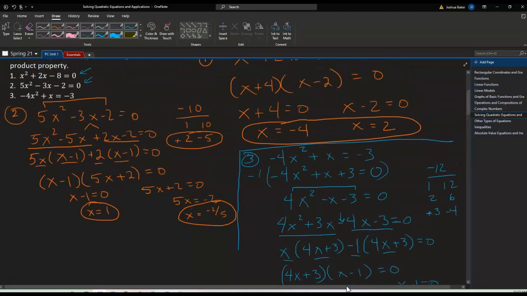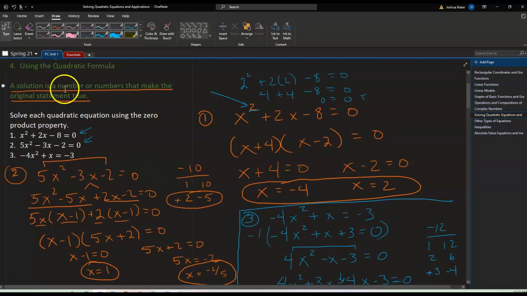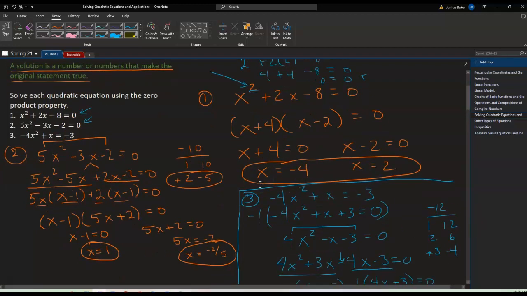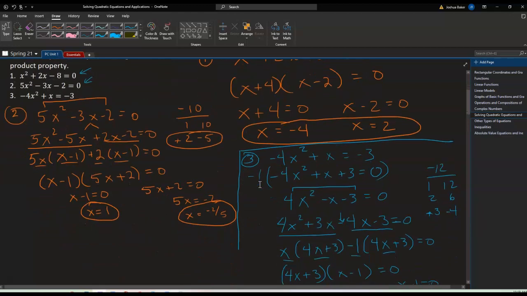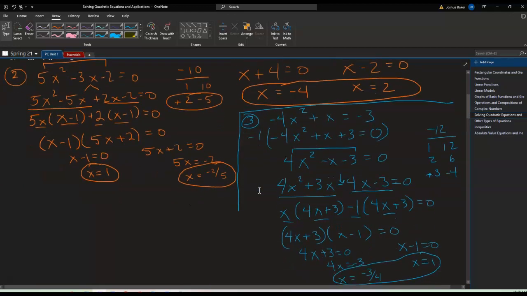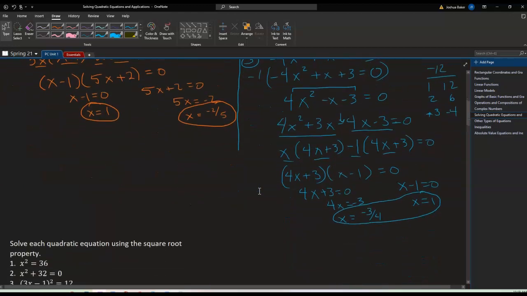Now, in every single one of these, you could substitute these values back in to see if they are solutions by substituting them in for the x and then making sure that the original statement is true. I'm not going to bother going through that for all of these. I just wanted to highlight that that is what it means to be a solution.